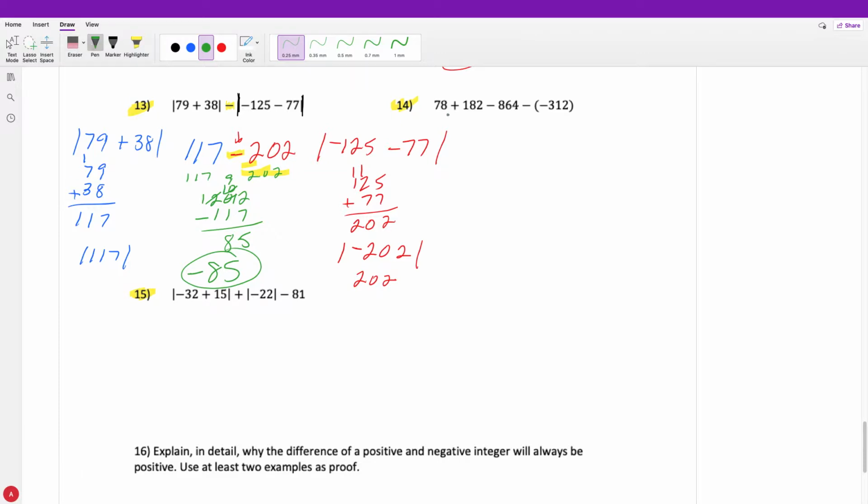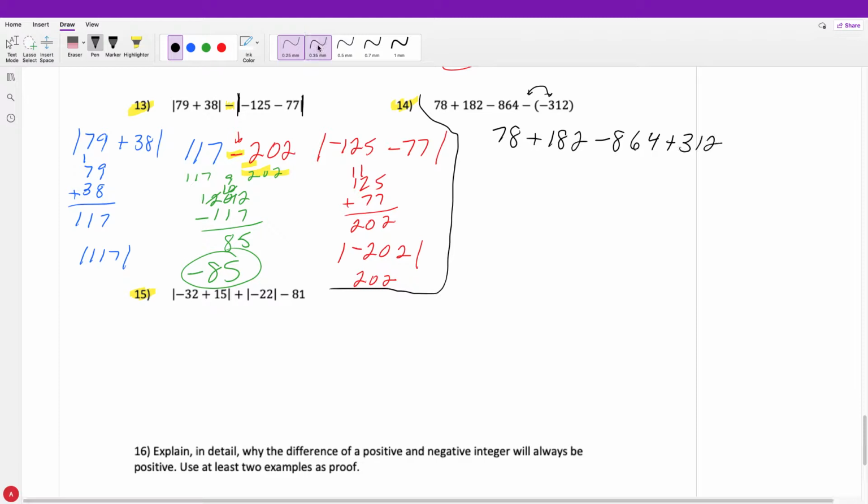All right, I'll just go ahead and start number 14 over here in case you guys need to. The first thing I'm going to do is rewrite this because I see a minus and a negative. And I know when I subtract the negative, it's going to turn to a positive. So 78 plus 182 minus 864 plus 312.